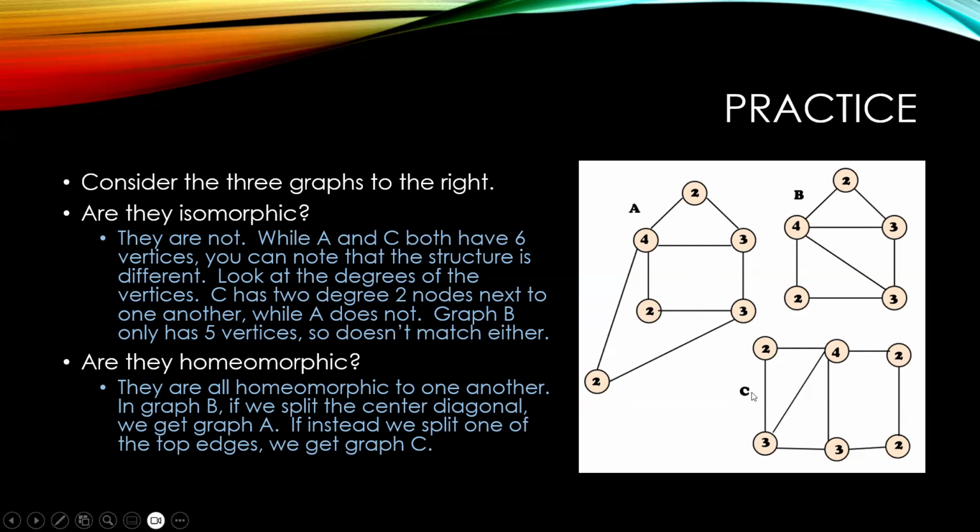Similar here, if we look at graph C, if we brought these two nodes together, just eliminated one by using smoothing, or if we did a subdivision up here on the top, then we would get that B and C are the exact same graph. And so none of these are isomorphic, but they're all homeomorphic to one another.